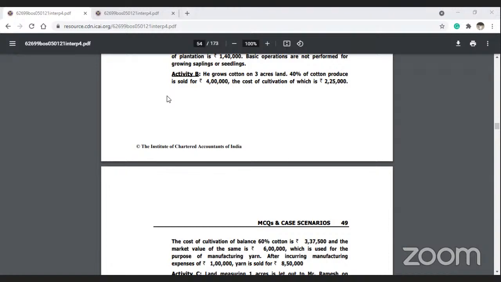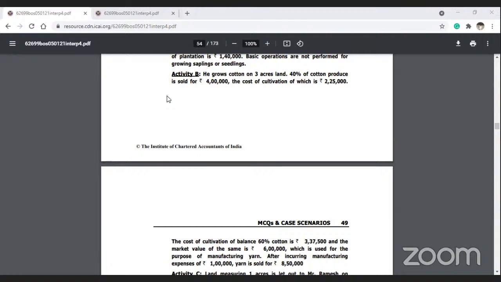Maithili, what is your doubt? I'm calculating. Anurag? Option C. But how come you got 2,62,500 as business income? Sorry, wait. There is no business income. What is the answer? Let's check the answer.